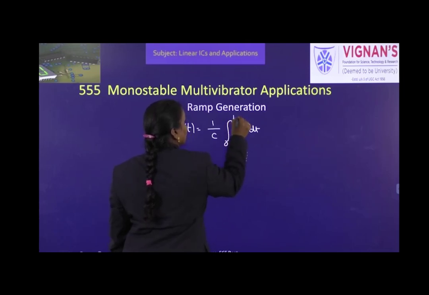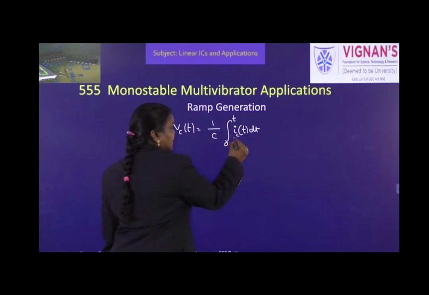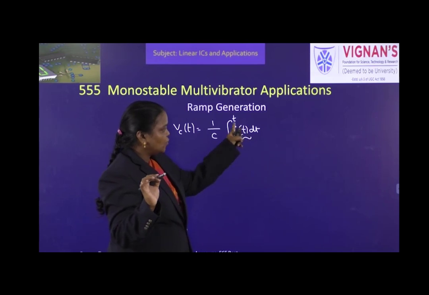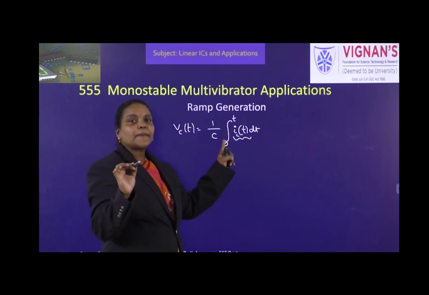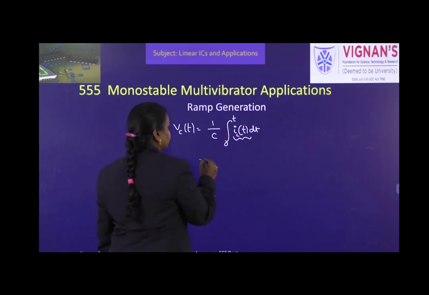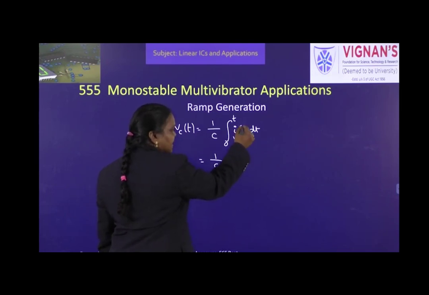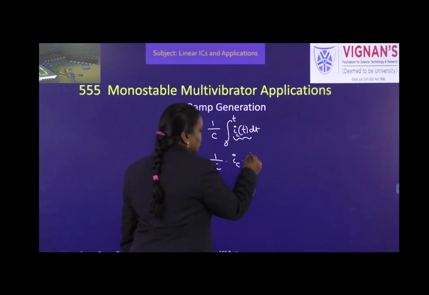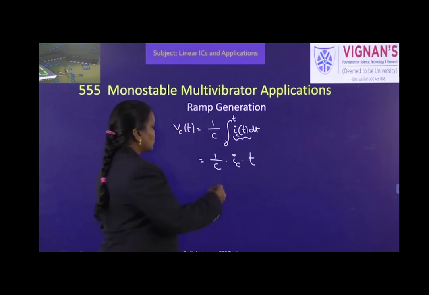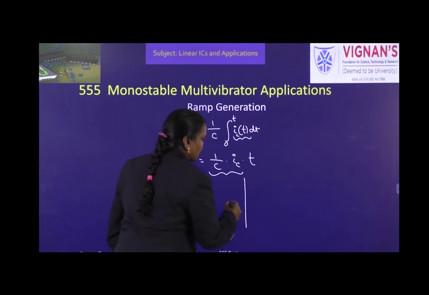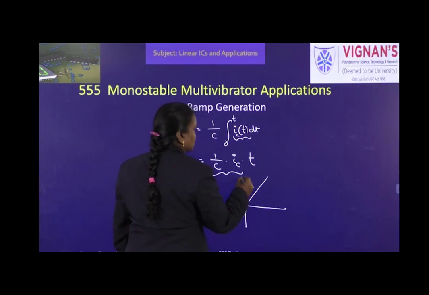Suppose this is constant, that is, it is not varying with respect to time. If we are able to make the current flowing through the capacitor a constant value which is not varying with time, then what happens? What is the integration of a constant? A constant means we need not represent it as a function of time. So it is just a constant. The integration of a constant is that constant into t. So this whole thing is constant and t is variable. So it will generate a ramp like this.